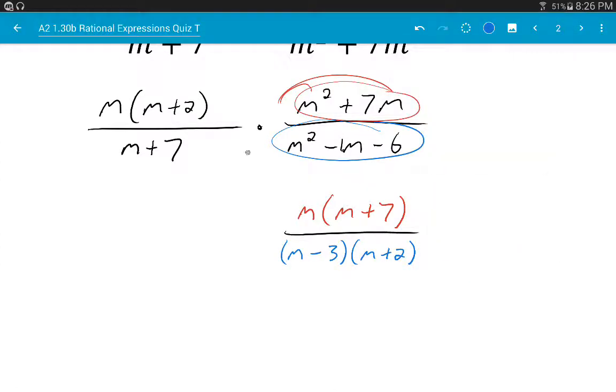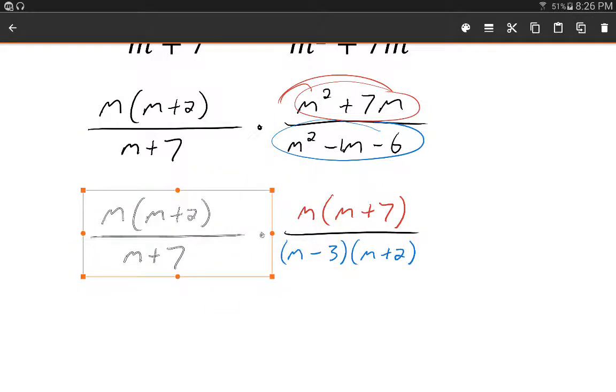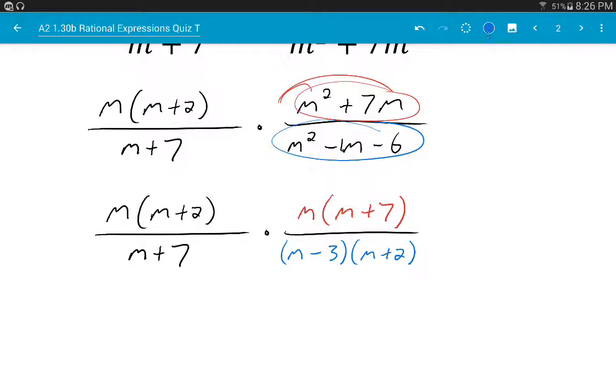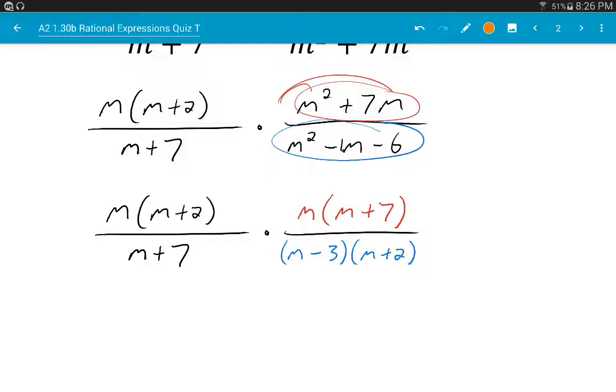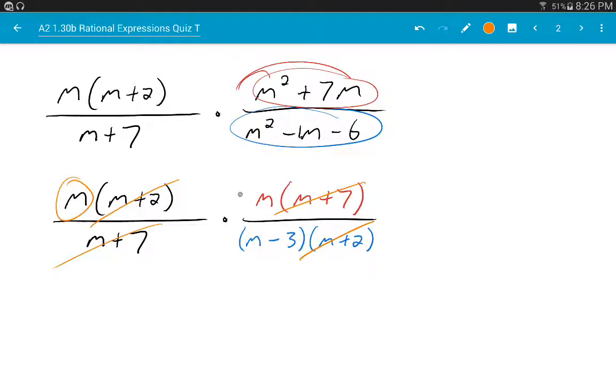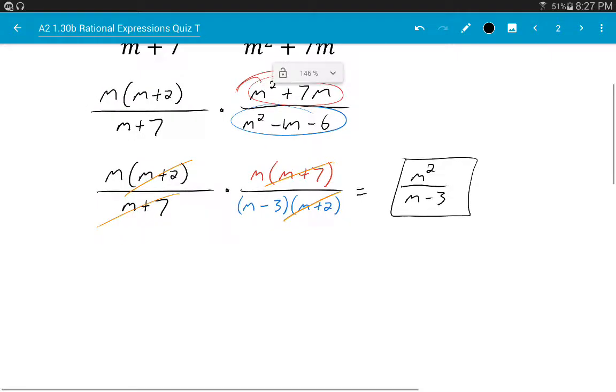Now I'm just going to take the first fraction down. It didn't have anything that could be simplified, so it's just coming along for the ride. Now let's see what can cross out. Top and bottom, anything is fine. I've got m plus 2, m plus 2. I've got m plus 7, m plus 7. And nothing else crosses out because these m's are on the same side, so they can't cross out. So when I wrap it all up, m and m is on top, so that's m squared, and on the bottom is m minus 3. And that would be my final answer.